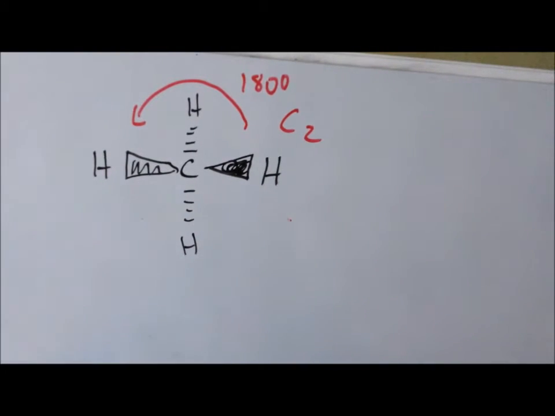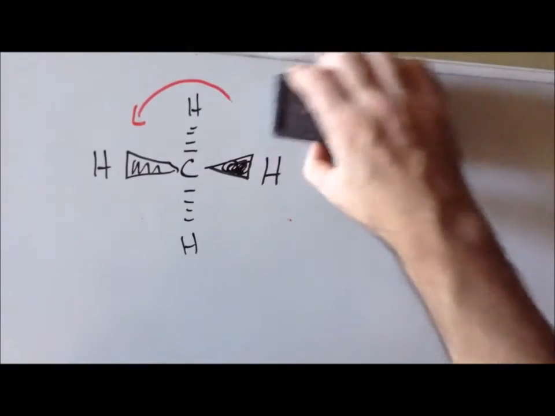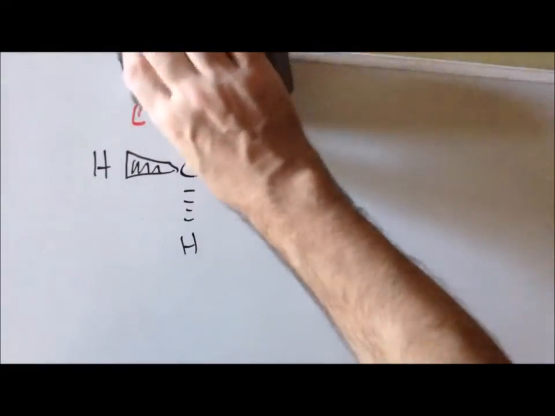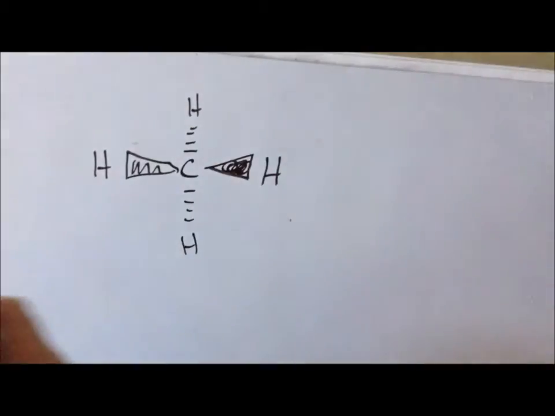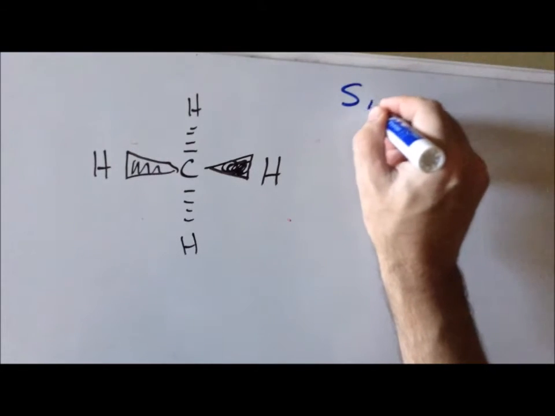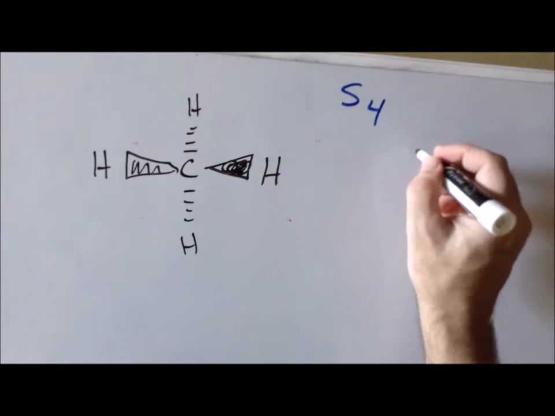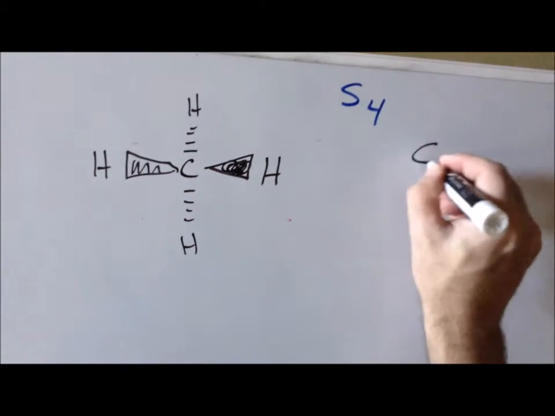So let me erase this for a second, and then we'll talk about how to visualize what's going on with the S4. So we have an improper rotation, which I'm going to tell you right now is an S4, and we'll show you how we get that. So S4 we can think of as a two-step process. The first step is a C4 rotation, followed by a reflection horizontal to that.